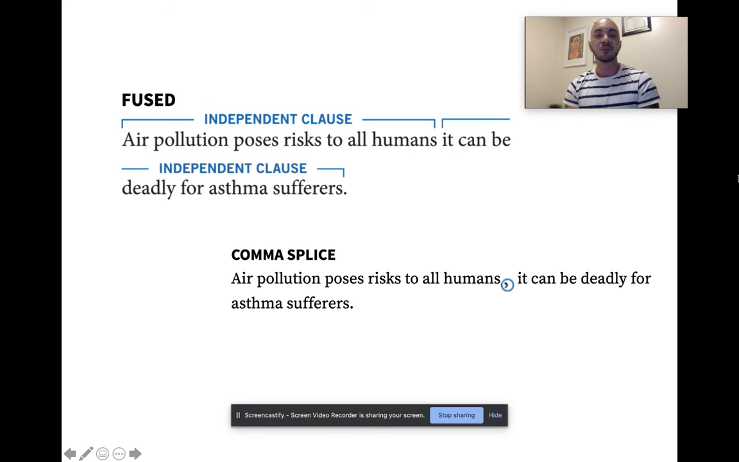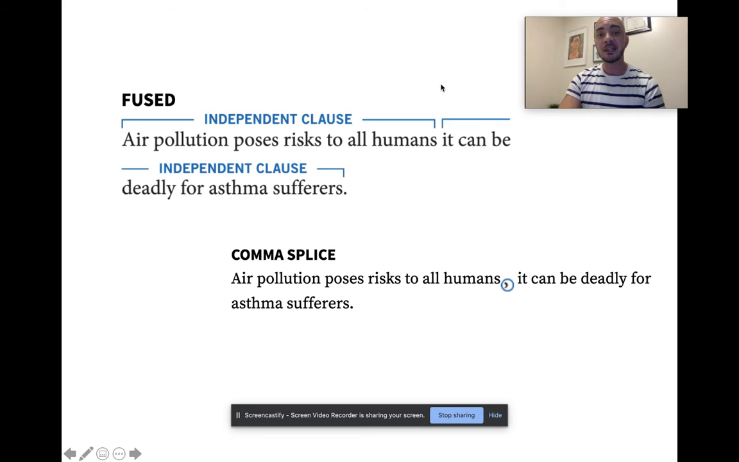Air pollution poses risks to all humans. It can be deadly for asthma sufferers. In this case, we also have two simple sentences or two independent clauses. The first independent clause begins with the subject, air pollution. Then what does air pollution do? It poses. Poses is the verb. And then poses risks to all humans is your predicate or your verb phrase. Then we have a whole other subject and verb situation on our hands. It is our subject, can be is your verb phrase, and can be deadly is your predicate.